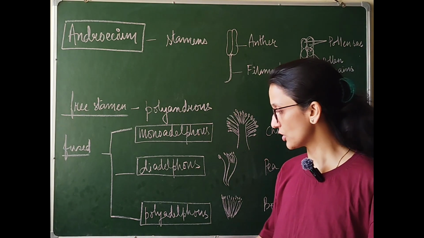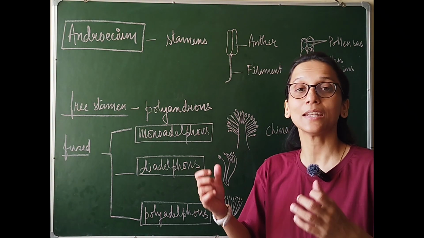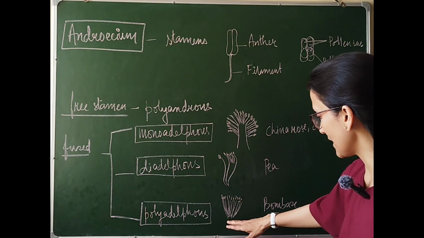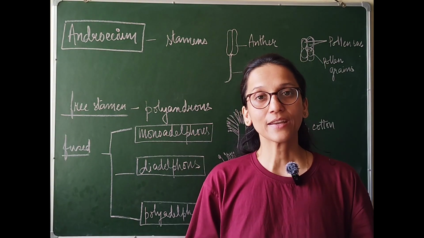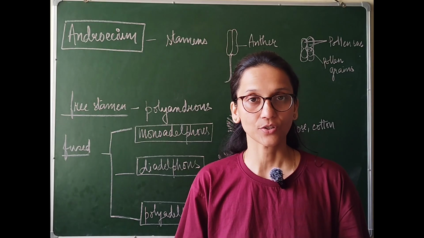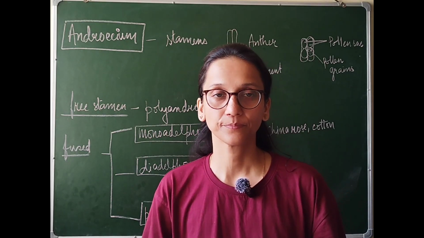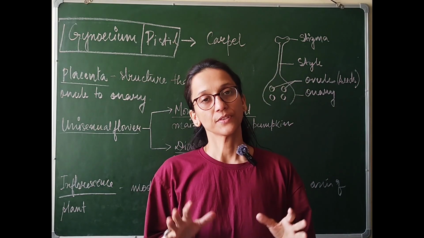And the third condition is polyadelphous condition, where there are many bundles together. This is the example of a polyadelphous condition, bombax. Now let us find out the various floral conditions in case of gynoecium. Now we have come to the final whorl, which is gynoecium.